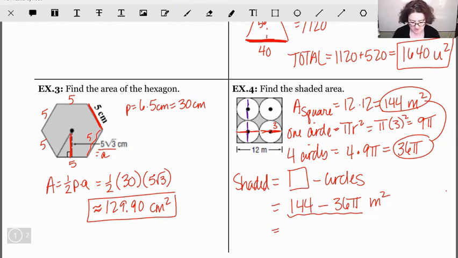So if I plug that straight in, and I would double check this on your own to make sure that you can get the same number out, I'm getting approximately 30.90. My units are still meters squared. And so that's just the shaded area left over when I take out the circles.